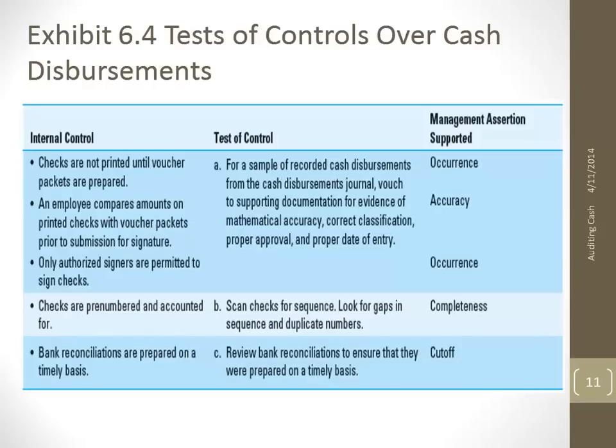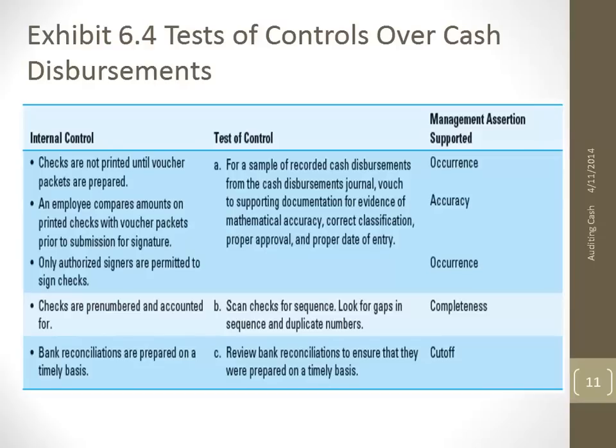Okay, an employee compares the amount on the printed checks with the voucher packages. That's accuracy. Only authorized signers are permitted to sign checks, and that's important. So usually as a part of understanding the client and reviewing the controls, an auditor is going to get a list of who's authorized to sign what, all authorized check signers. Again, that deals with occurrence, that it's a valid disbursement signed by an authorized person.